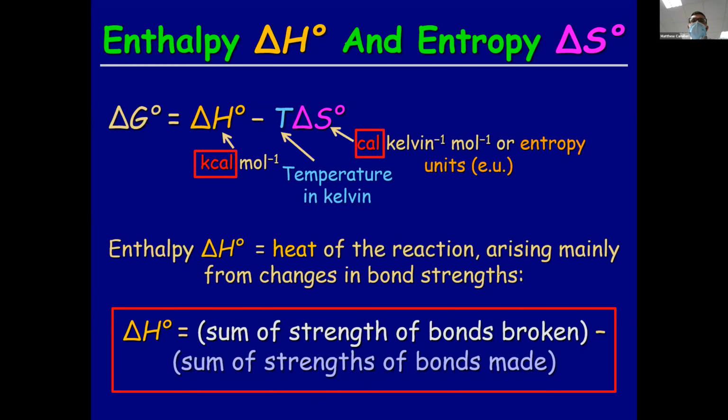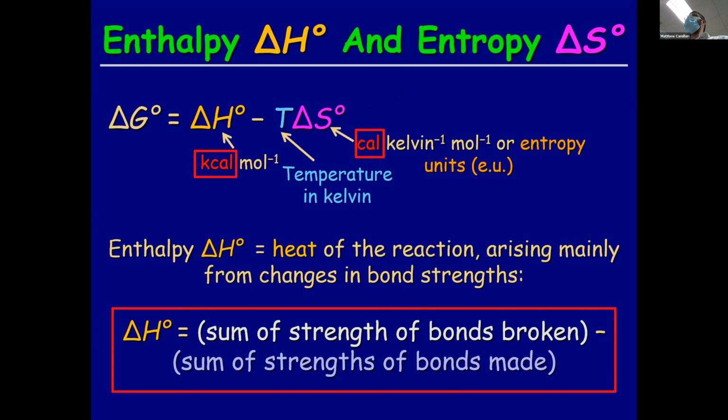Then you have the equation that you had from A level, delta G equals delta H minus T delta S. Delta H is just part of the equation. Delta H is going to be the bond-breaking, bond-making difference. And therefore, it's going to be with respect to the energy change of the reaction. Okay? How exothermic or endothermic something is.